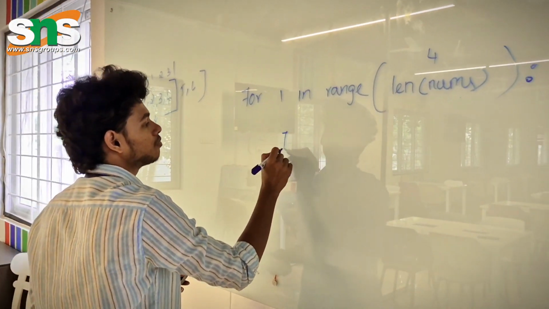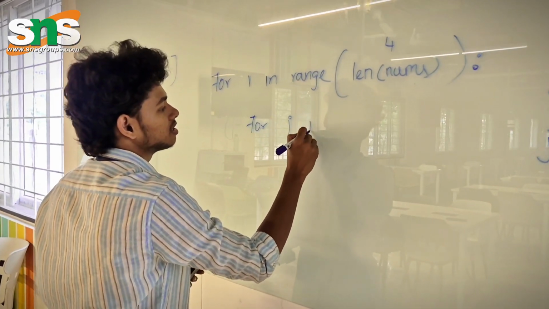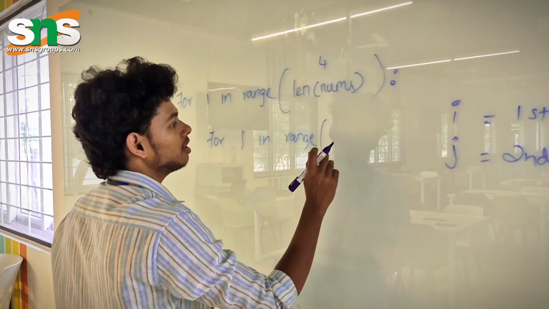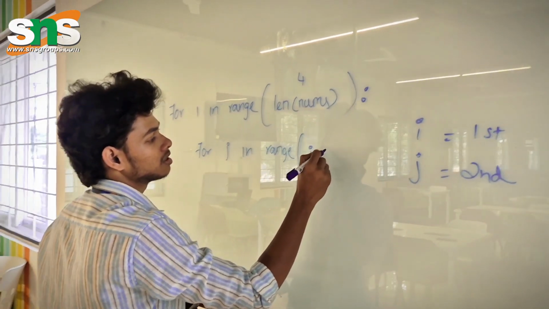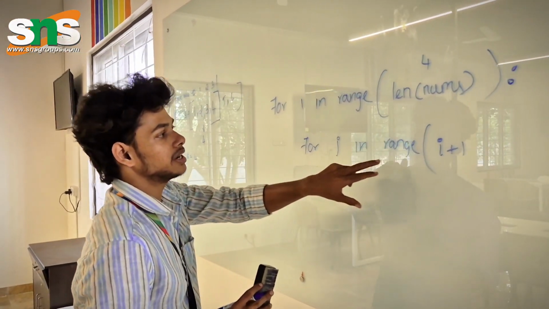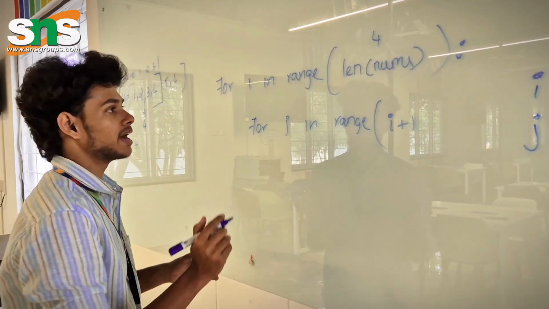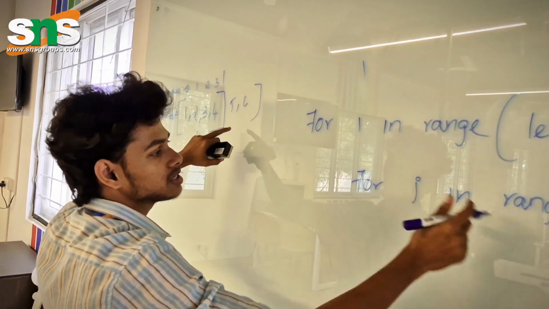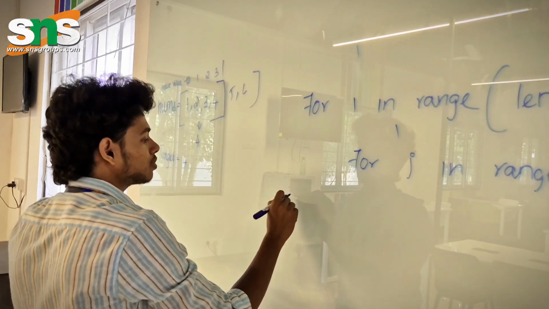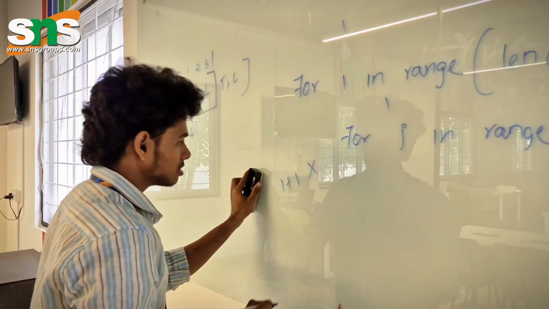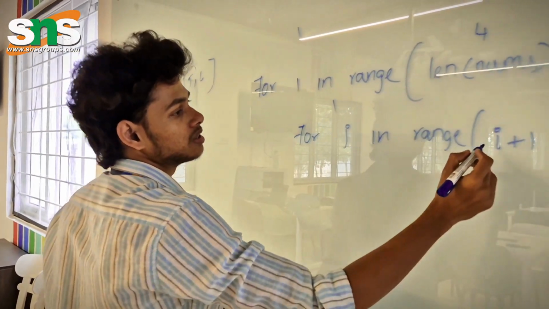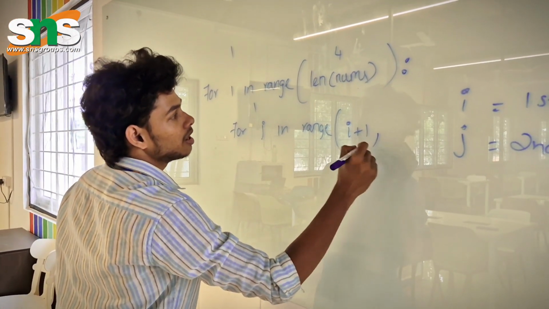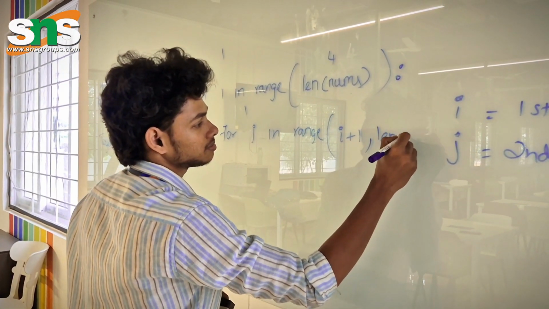The next loop is for j in range. It will start from i plus 1. Why? Because if both indexes take the same number, that shouldn't be valid. As I said before, if the i loop takes the number 1 and the j loop also takes the number 1, that's not valid. That's why we choose the next value, i plus 1, which automatically takes the next value after i. It will also end at len of nums.